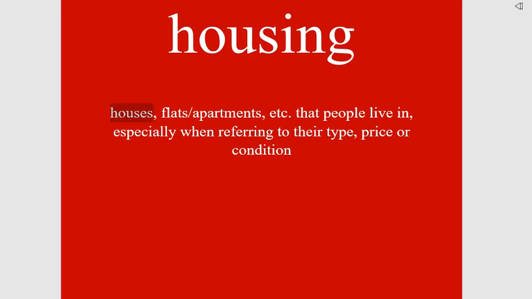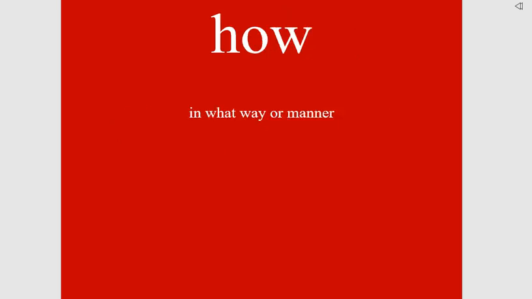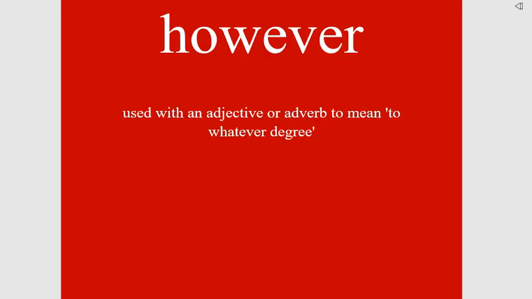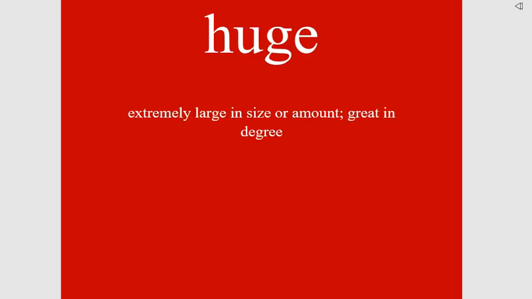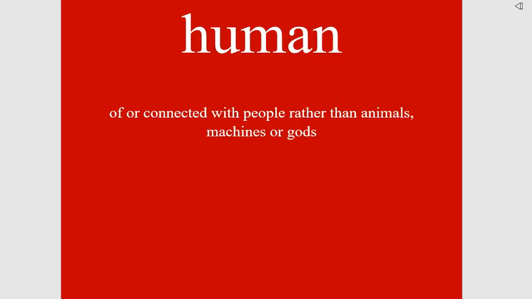Housing. Houses, flats/apartments, etc. that people live in, especially when referring to their type, price, or condition. How? In what way or manner? However. Used with an adjective or adverb to mean to whatever degree. Huge. Extremely large in size or amount, great in degree.